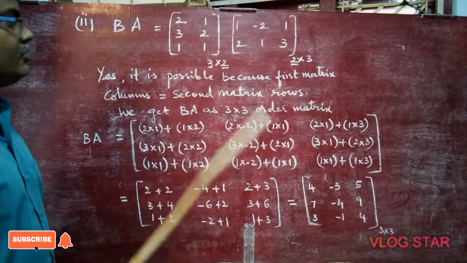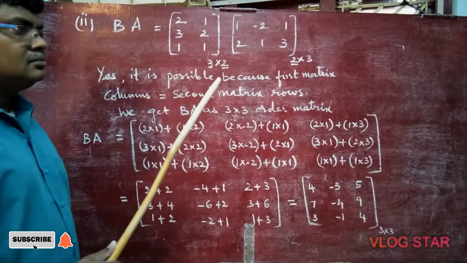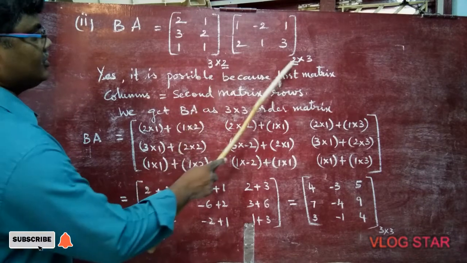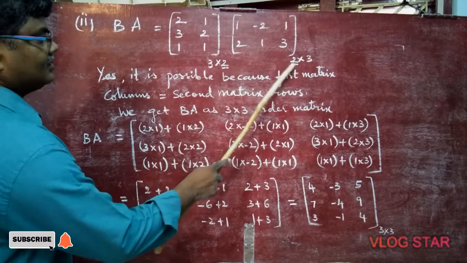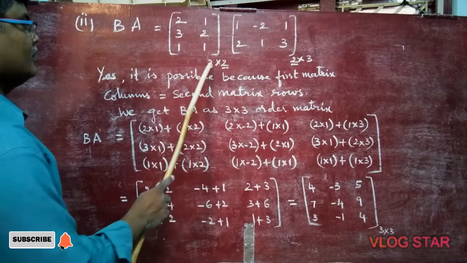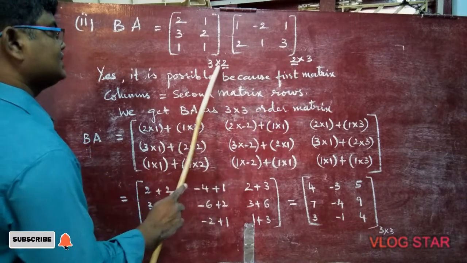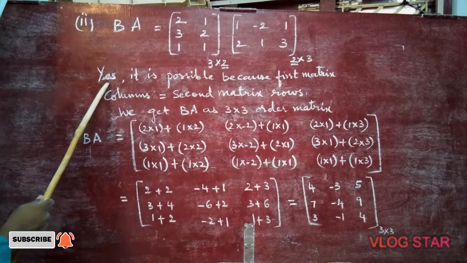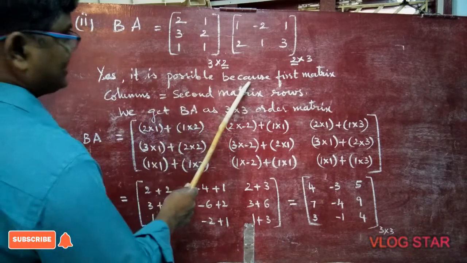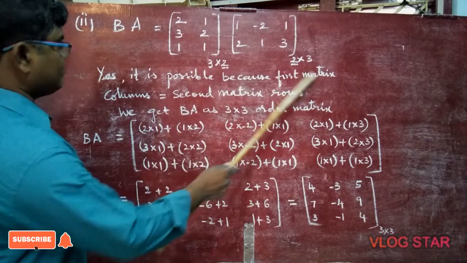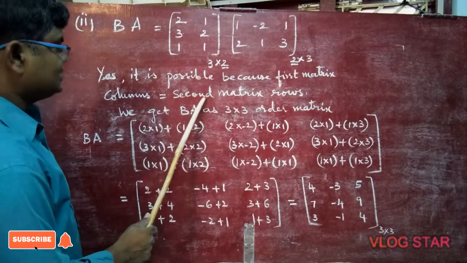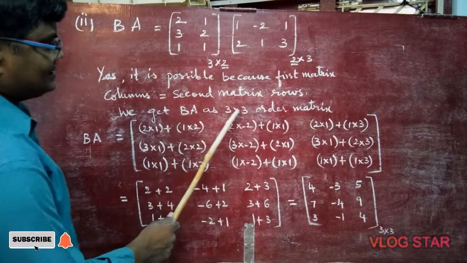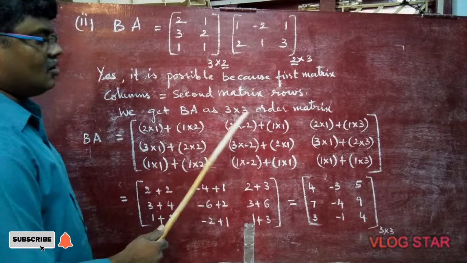Before multiplication, we have to check whether it is possible or not. What is the concept? First matrix column should be equal to second matrix row. Equal. 2 is equal to 2. So, 3 by 3 matrix comes. They are asking in question, is it possible? Yes, it is possible. And they are asking reason. Because first matrix columns is equal to second matrix rows. We get BA as 3 by 3 order matrix.